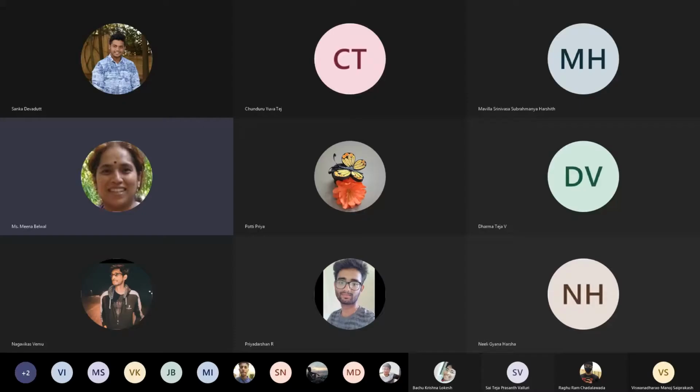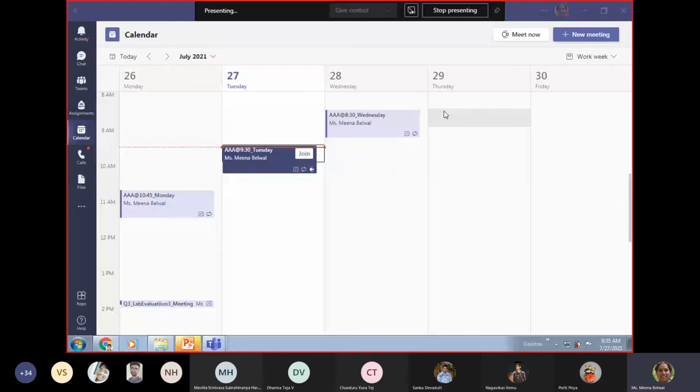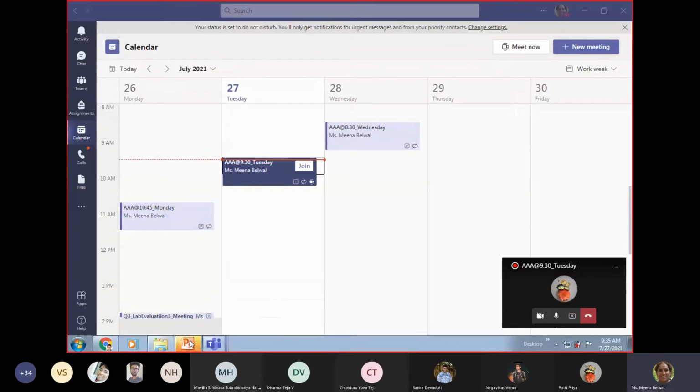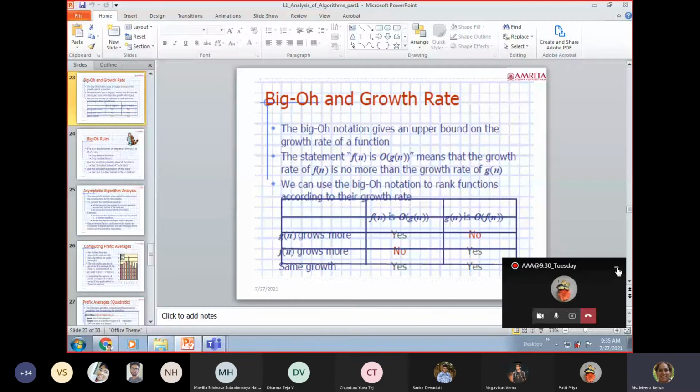Right, students, so we are discussing big O notation, right? So we will continue with that. Today we will take another example, that is computing the prefix of an array. Okay, so we will wind up, we will finish lecture 1 today.